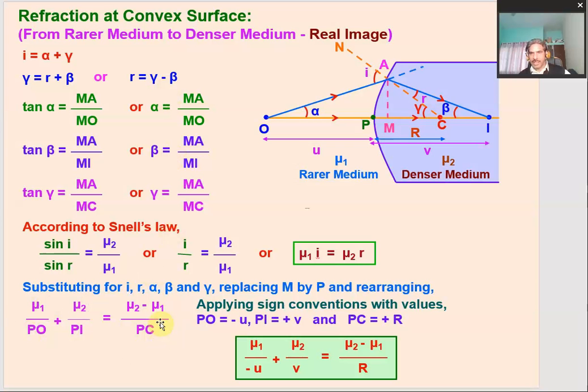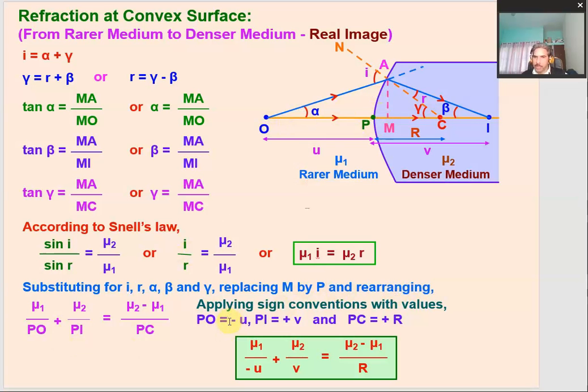Now by making use of sign convention, PO means the object distance, PI the distance of image, and PC the distance of center of curvature. All the distances are to be measured by making use of the sign conventions. So PO is the distance measured opposite to the direction of the incident ray. It will be taken as negative, so we make use of a minus sign here.